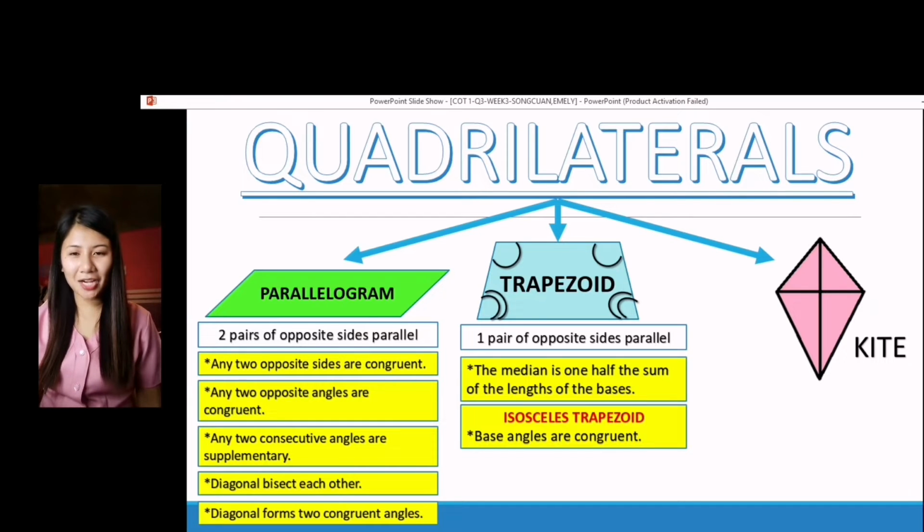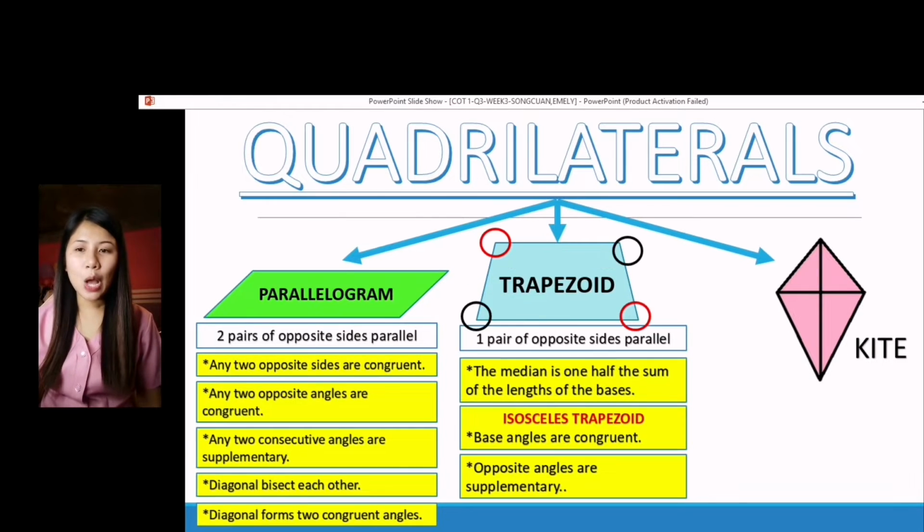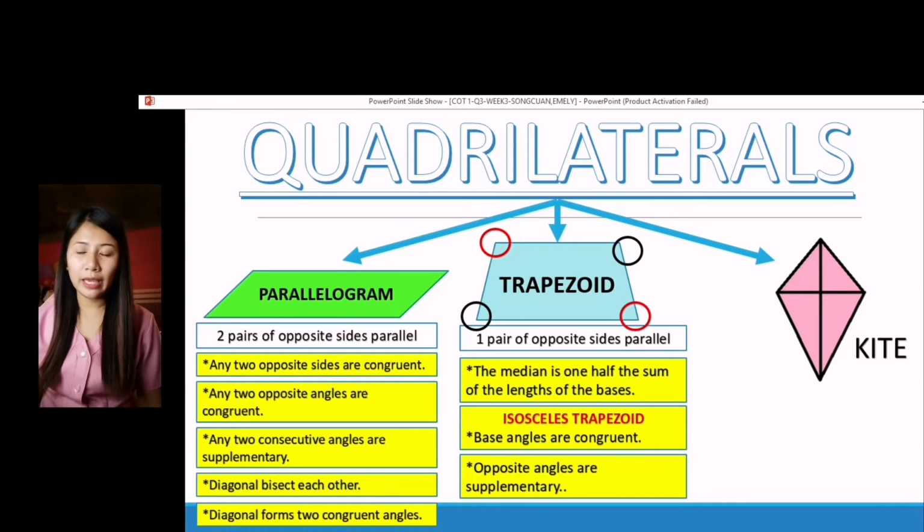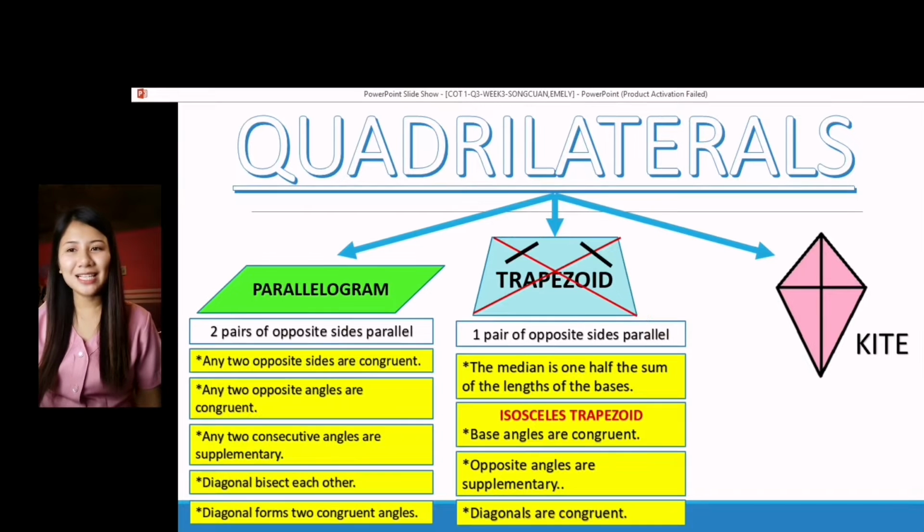Base angles are congruent, as indicated in the given figure. Next, opposite angles are supplementary. As you can see in the given figure with the same color, if you get the sum of the 2 opposite angles, that is equal to 180 degrees. Next, diagonals are congruent. Now, let us proceed to kite.